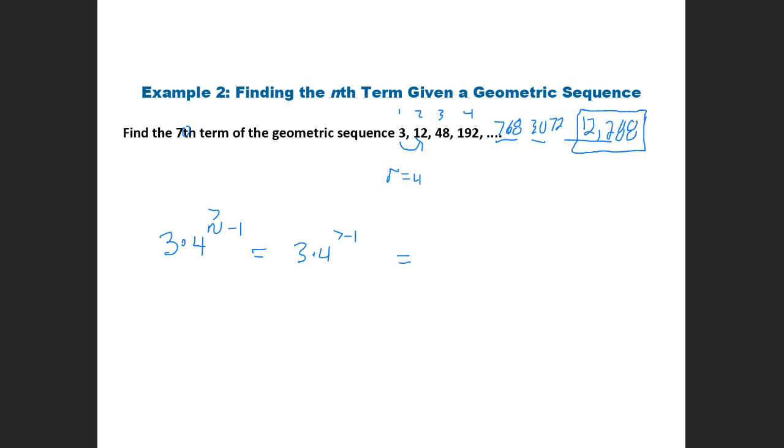So that would be 3 times 4 to the 6th power. Remember, we have to do our exponent first. So I'm just going to do 4 raised to the 6th power, and then multiply that by 3. And lo and behold, I end up with 12,288. So both ways, I get the same answer. It didn't ask me to write an equation for it. It just asked me to find the 7th term. So I could have done it either way.